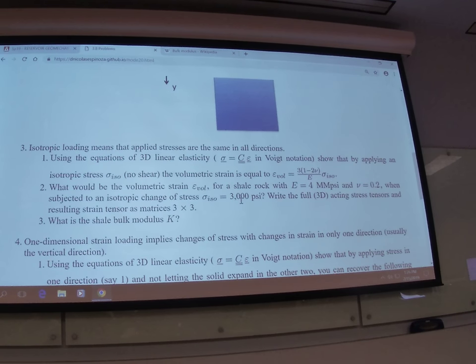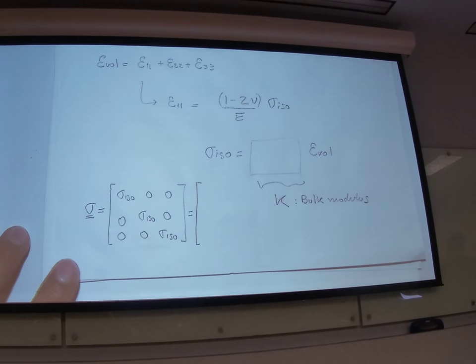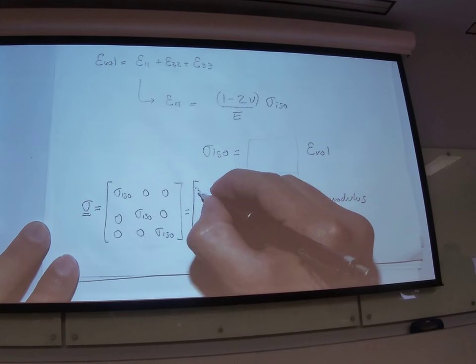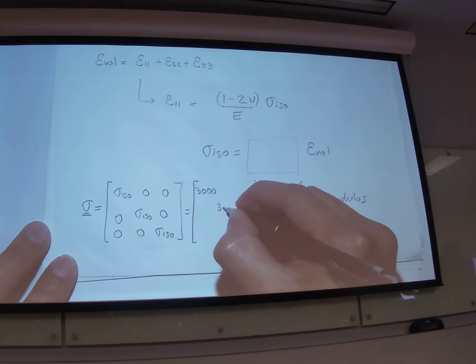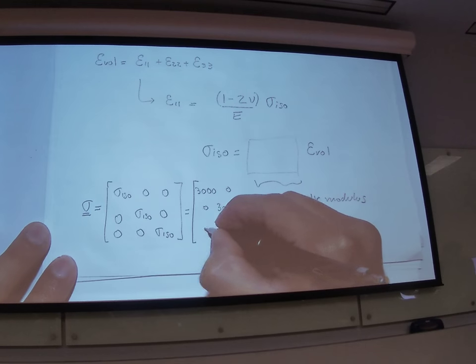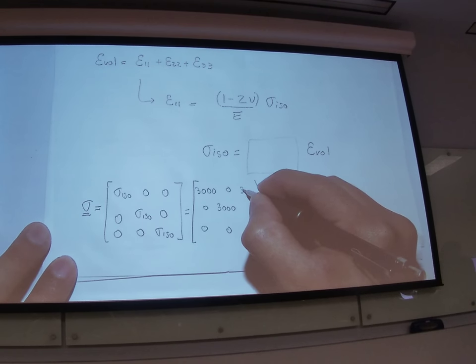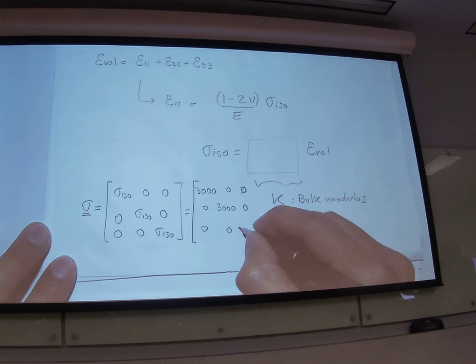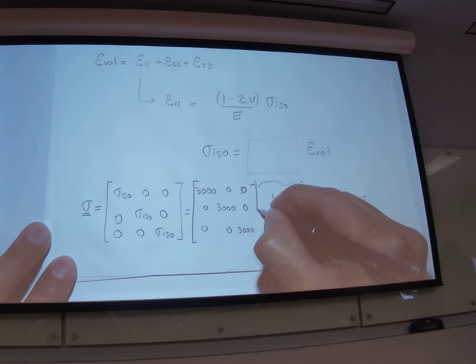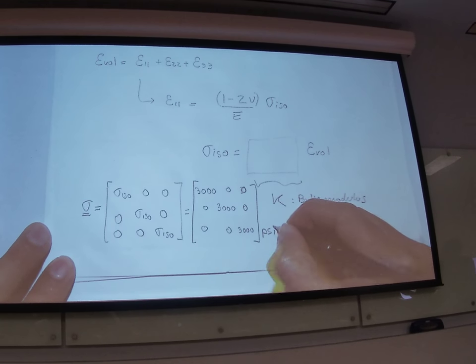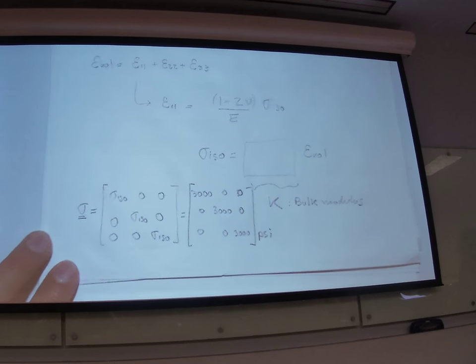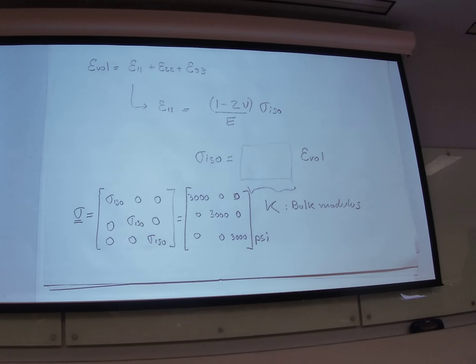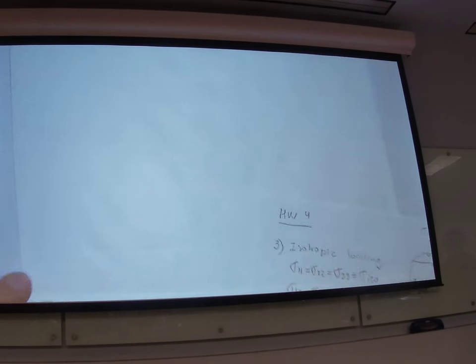3000 psi, okay? 3000 psi, the solution is going to be 3000, 0, 0, 0, 3000, 0, 0, 0, 3000 psi. Don't forget the units, okay? All these quantities have units. It's very important that you put those units in there. And I want the same for the strain, and I want the same for this problem.